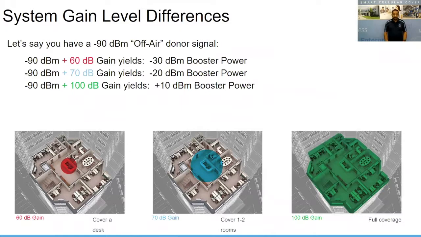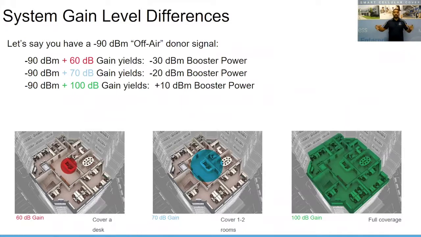Now with 60 dB of gain, you can see it's going to provide a negative 30 boost of power, enough to cover a small desk. So if you have the coverage unit on your desk and you need to make calls, have reliable service, we can do that in a small radius with a 60 dB gain at the negative 90 input level. Now with an additional 10 dB of gain, we're able to increase that circle. So you can see that not only has the user who has the coverage unit at his desk improved his signal, but he's able to improve the coverage of those around him.